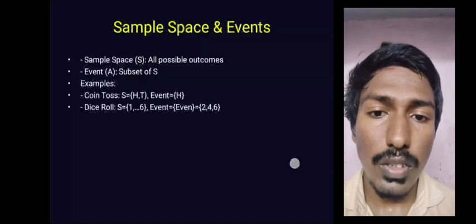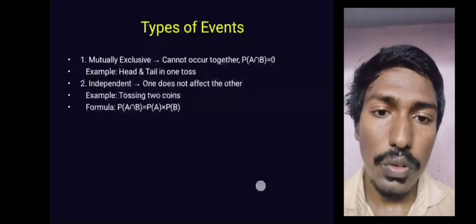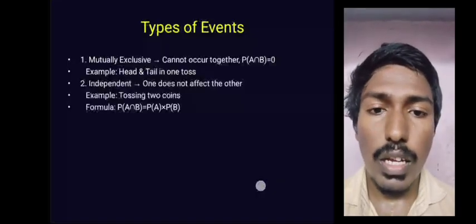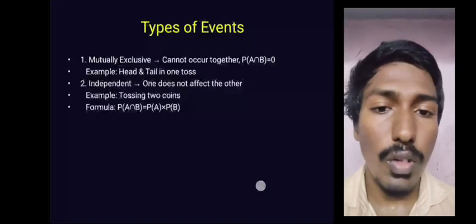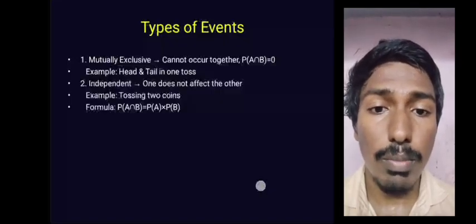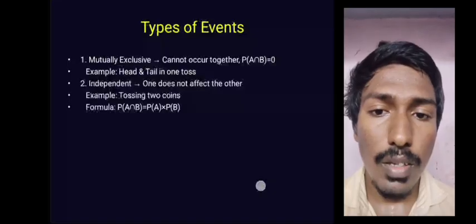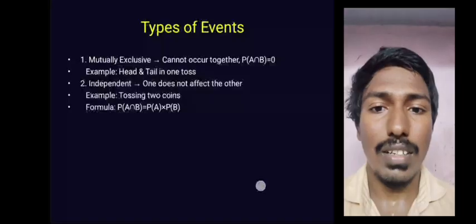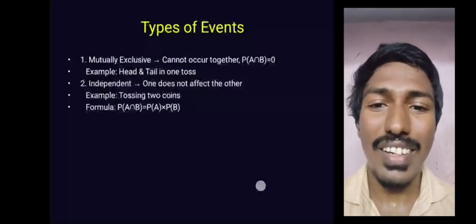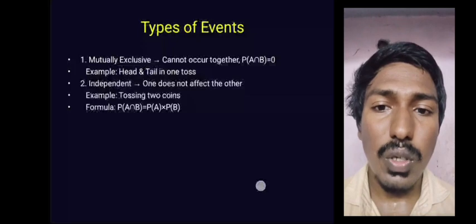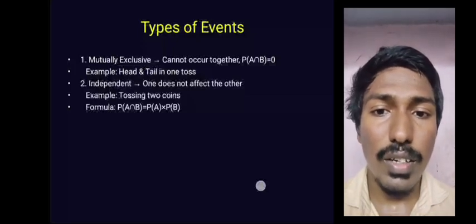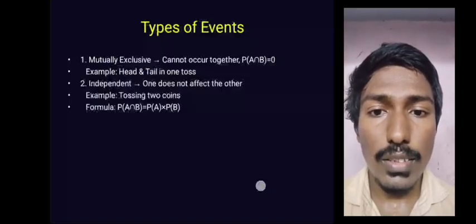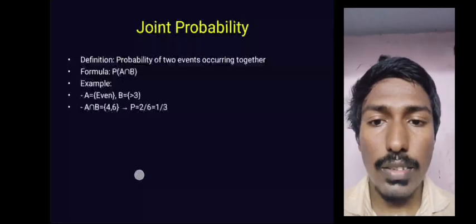Types of events. We have mutually exclusive events, which can't occur together, so they have no common outcome. P of A intersection B is equal to 0. For example, in one toss you don't get both head and tail. If we toss a coin, we get a head or a tail, so they are mutually exclusive. Independent events: the occurrence of one does not affect the other.